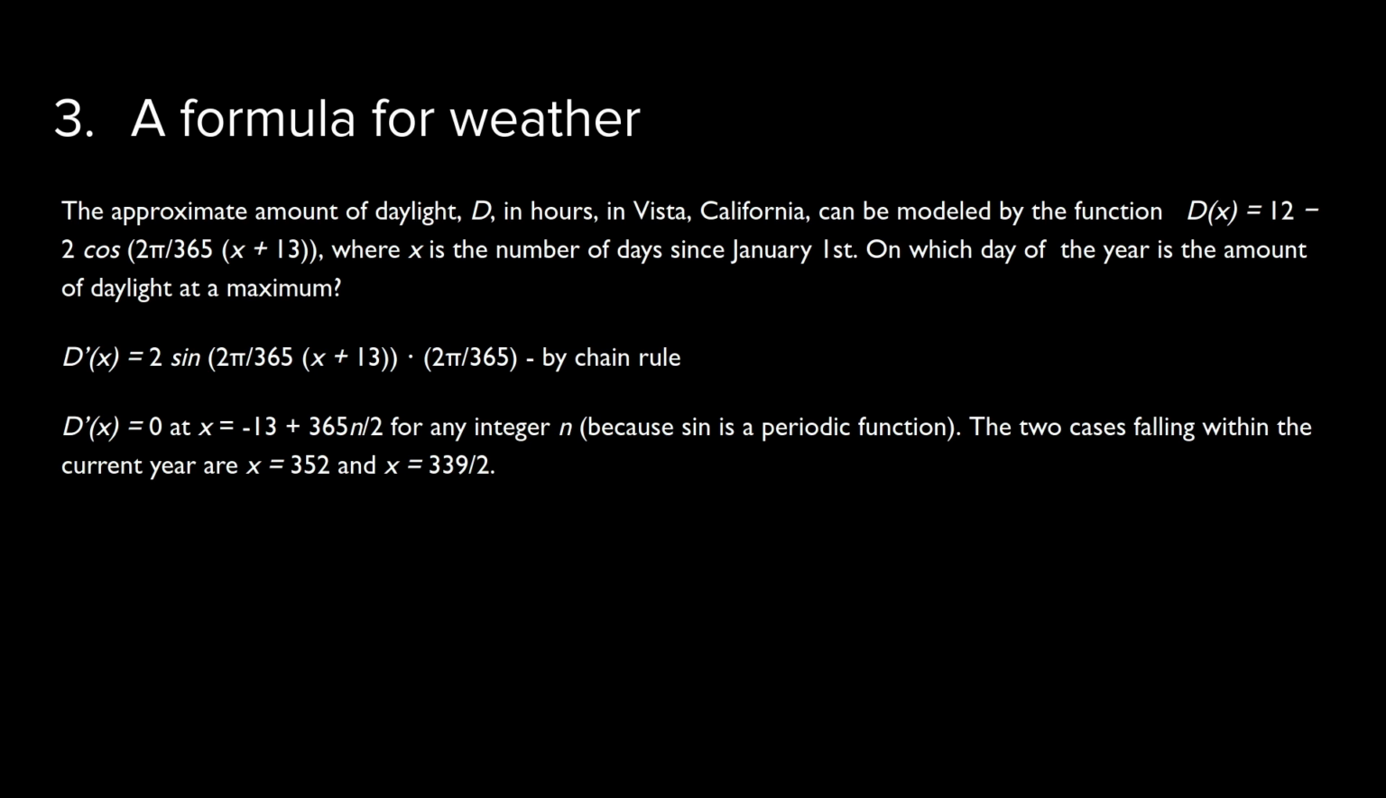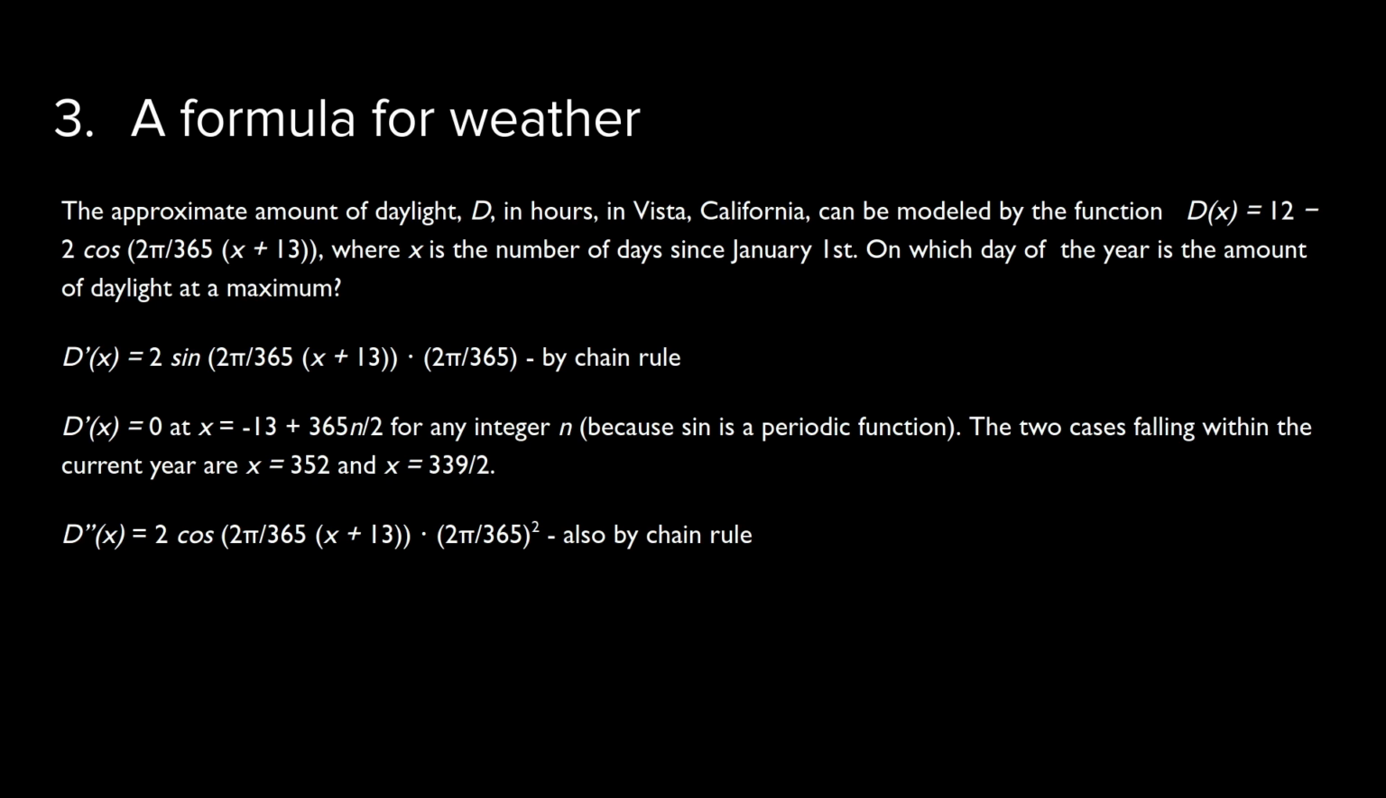So now, since we have two cases, we're going to have to figure out which one's actually the correct answer by using our second derivative test. So it's more important here than in the other ones where it's just a check step. So here we have d double prime of x is 2 cosine of 2 pi over 365 times x plus 13 times 2 pi over 365 squared, because we've had to multiply by that constant both times we've used chain rule. And now, plugging in x to both of these, if you want you can pause the video and try it yourself.